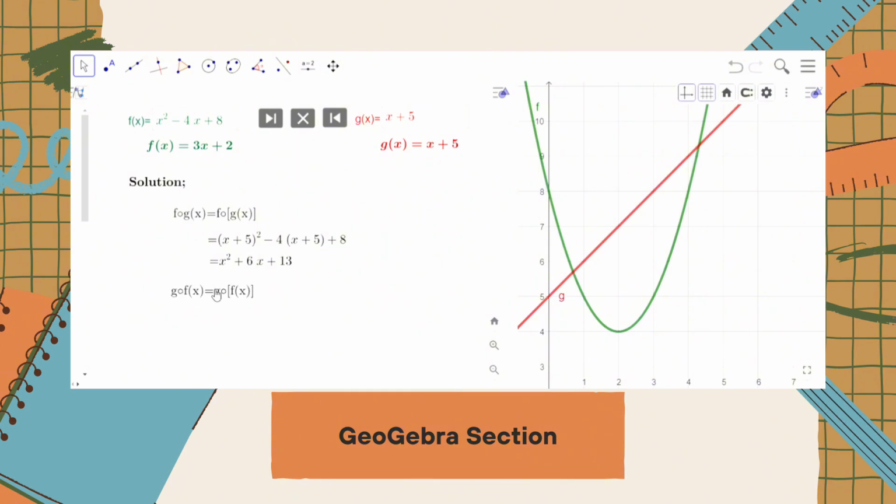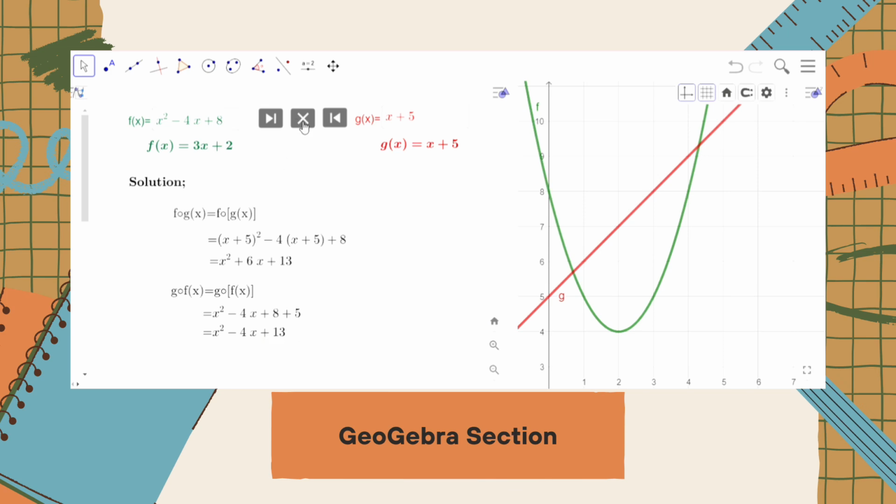you have to find the function of g composed with the function of f(x). So what you have to do, just same like this, you have to substitute the function of f(x) in the g(x). So it will become like this: x² − 4x + 8 in the place of x in g(x), and then you will plus 5, and the answer will become x² − 4x + 13.